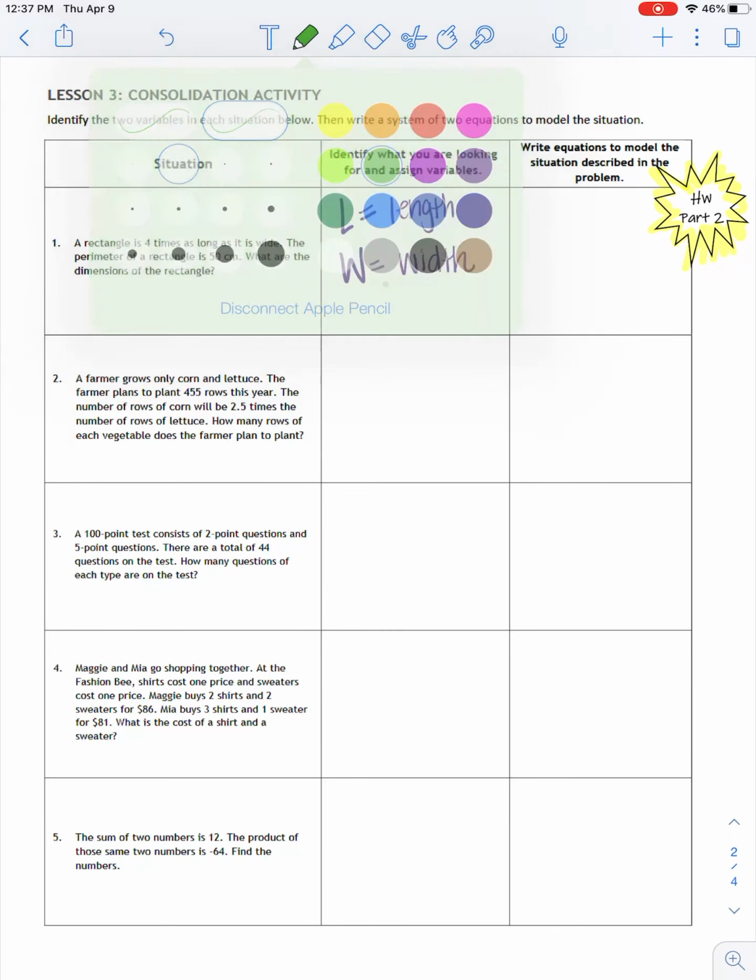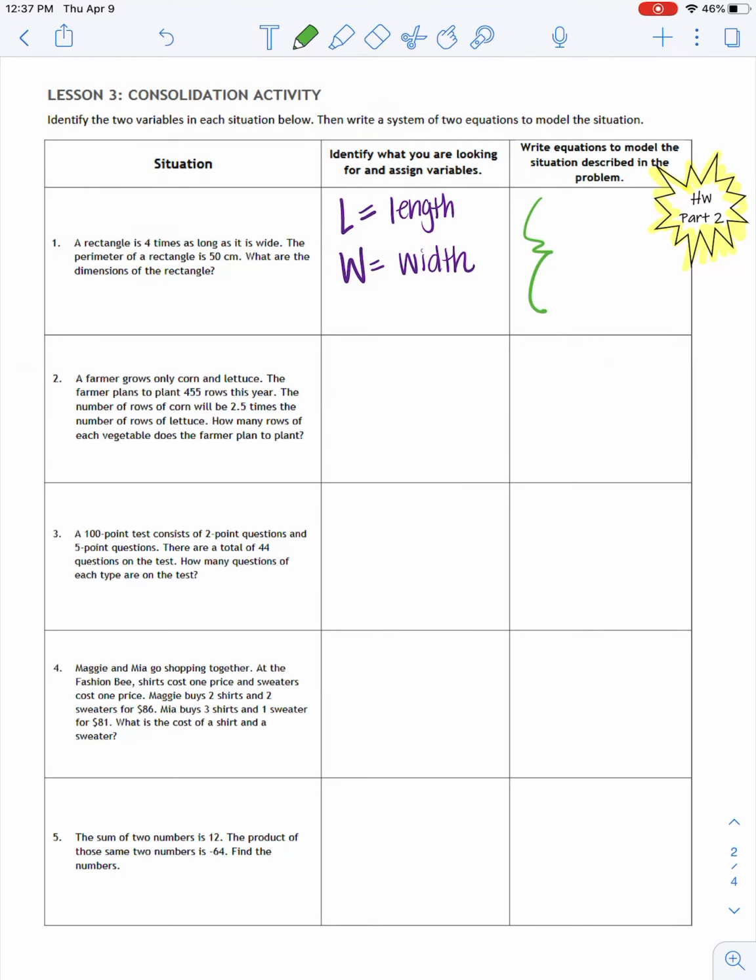Okay, so we're going to write our system of equations. We know that the rectangle is 4 times as long as it is wide, so the length is 4 times the width: L = 4W. We also know that our perimeter equation is 2L + 2W, and this problem tells us that that is equal to 50. And we are done.